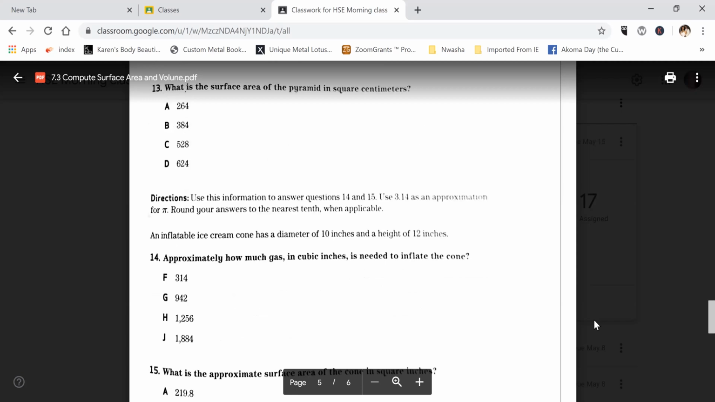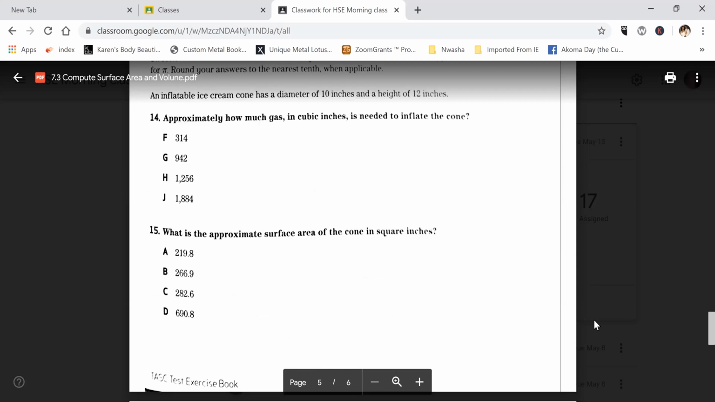So let's see, I think we have time to do some more. Well, we might be able to finish them all. We shall see, right? Okay, so number 14.